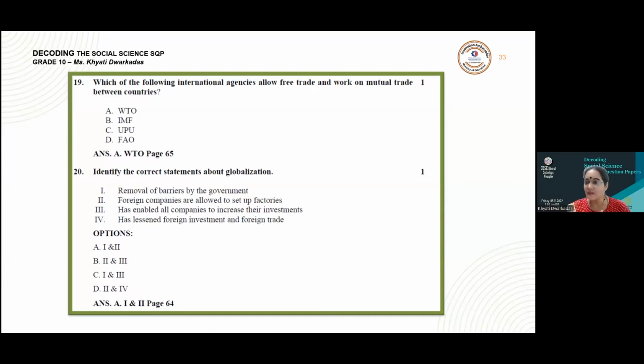So with this, we complete the decoding of section A. Let's clap for ourselves at the end of the very first section. I'd love you to clap for yourselves. It gives us the satisfaction that we have gone through a major chunk of the question paper.